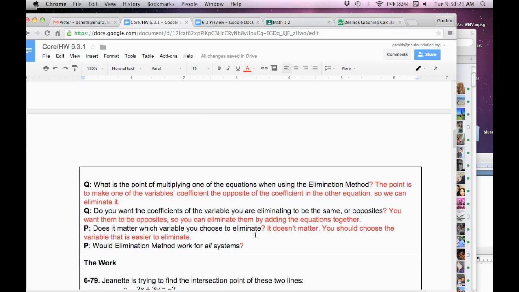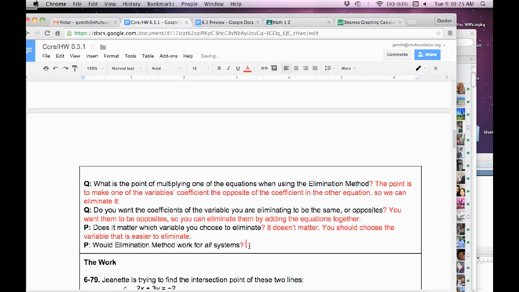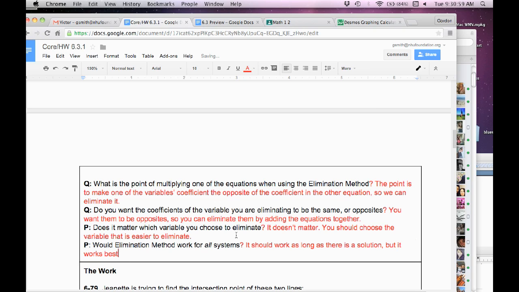Would the elimination method work for all systems? It's an interesting question. I can predict this, I guess. As long as the systems do have a solution, in other words, that the lines that they form cross, it should work. So it should work as long as there is a solution, but it works best when it is easy to get opposite coefficients on one of the variables.